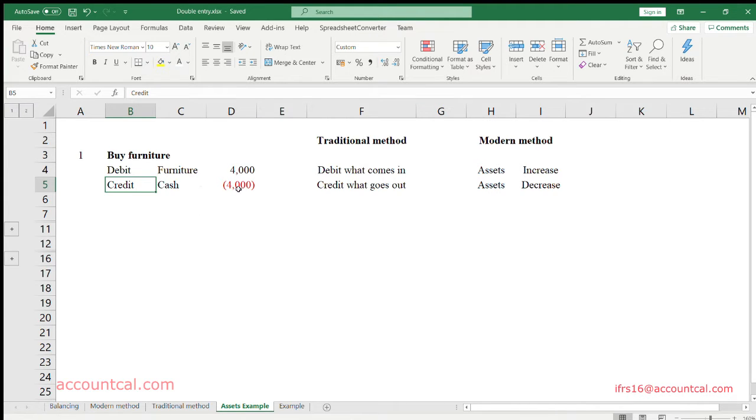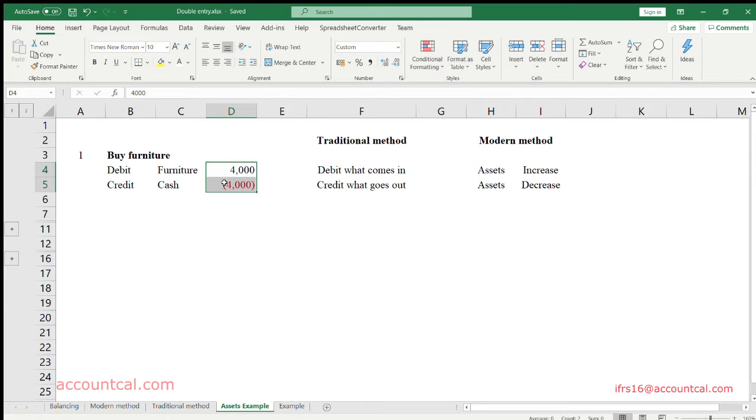Yeah, so just now we have learned how to make a double entry when an asset has increased and an asset has decreased. So both sides are assets. And if you see this, 4,000 and 4,000 both have the same amount. So one of the principles which we have discussed earlier is that the debit and credit have to be the same amount.